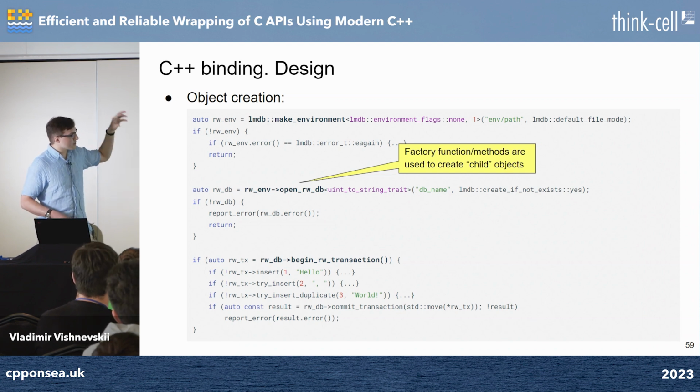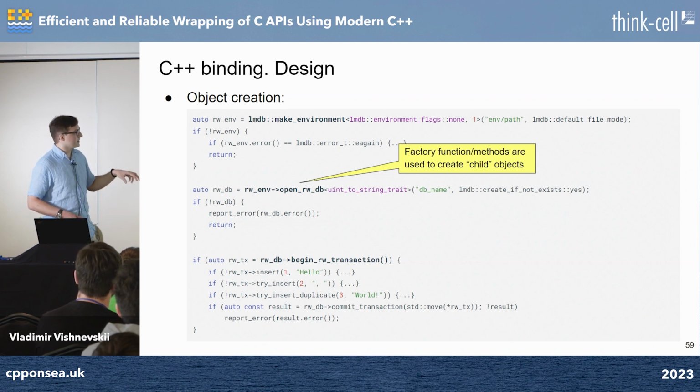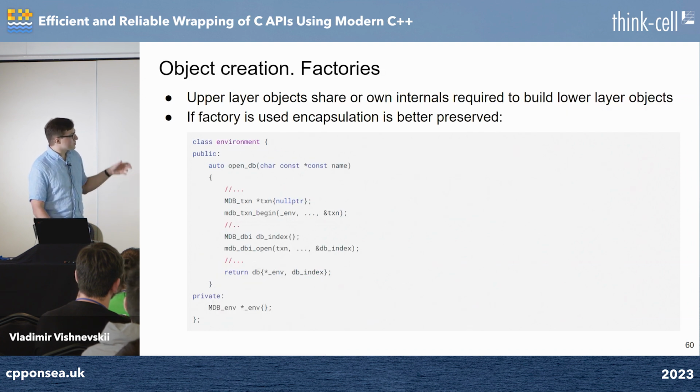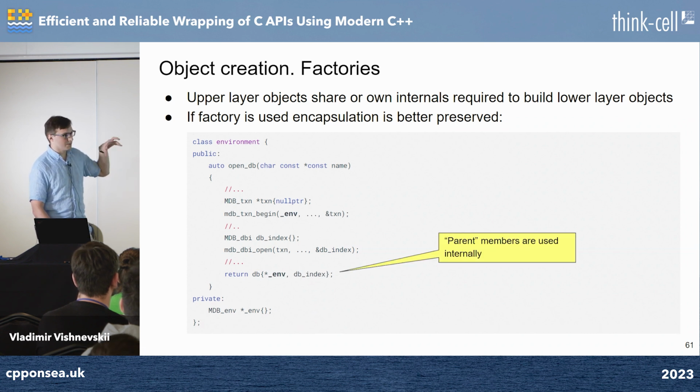So we have the environment, and some databases belong to the environment, and then the data. Then we start transactions to modify the data within the database. So the parent objects somehow produce children objects. Yeah, so this is what is happening, and this gives an advantage because this can better preserve encapsulation. The upper layer objects in this hierarchy have internals that are sufficient to actually produce the child objects.